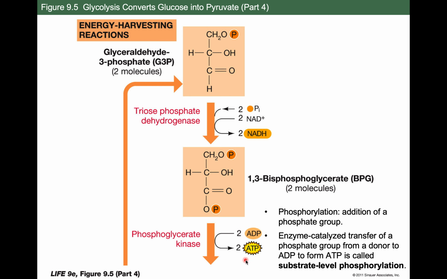In the next step, we actually produce some ATP. We steal one of the phosphates from our sugar and give it to ADP, adenosine diphosphate, to convert it into ATP. In this step, we make 2 ATP. So at this point, we've basically broken even. We spent 2 ATP in the earlier steps, and now we've produced 2.